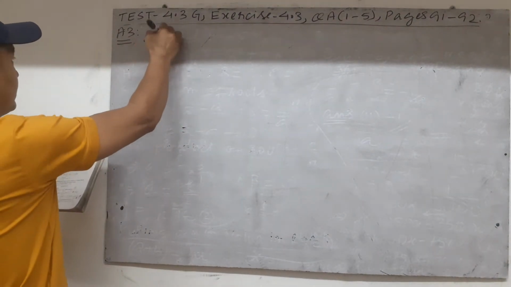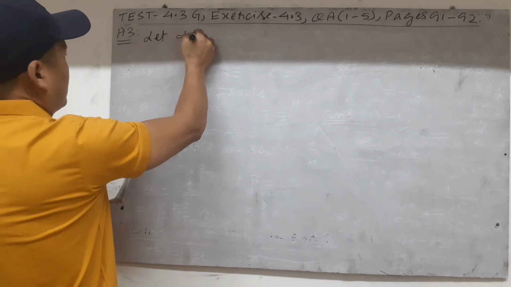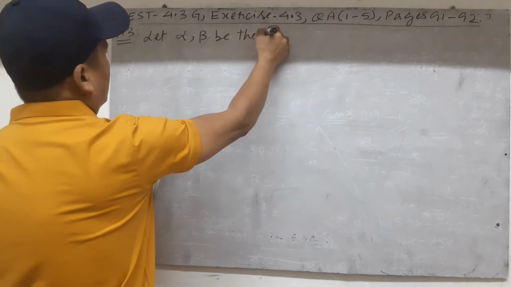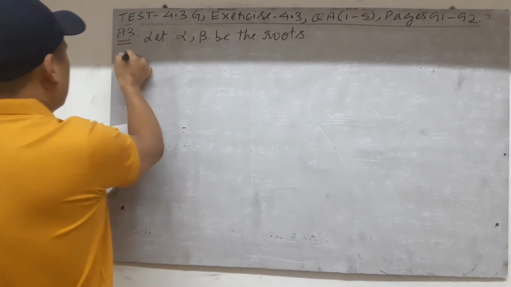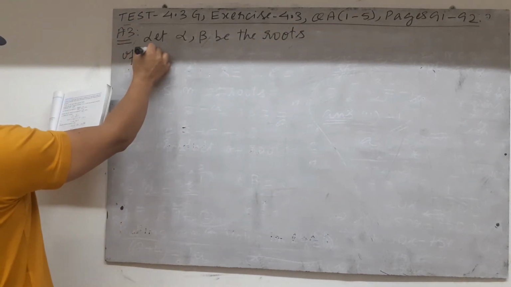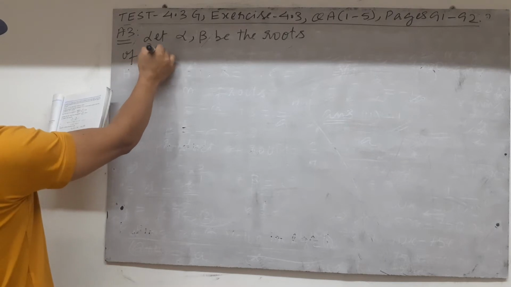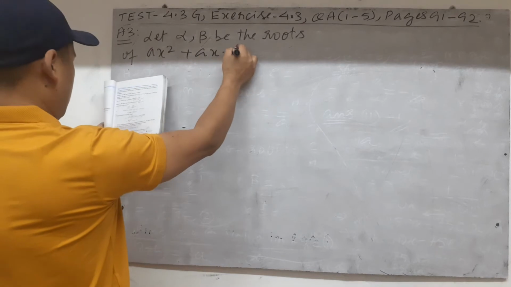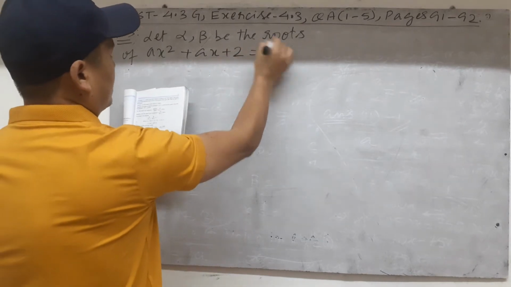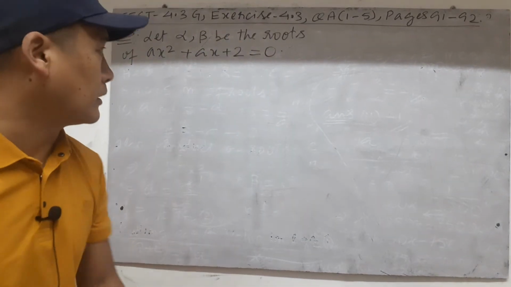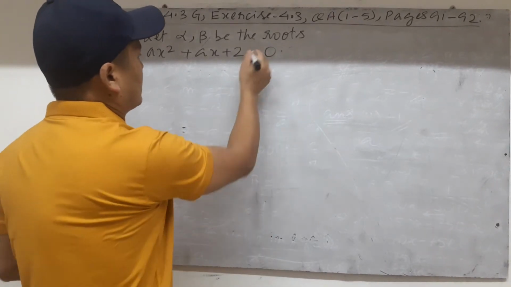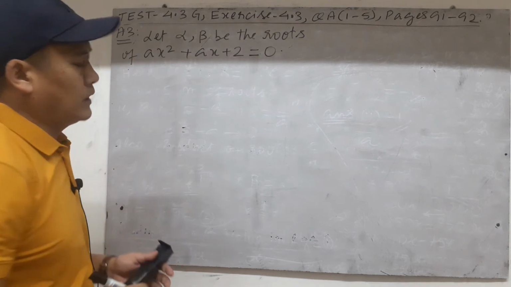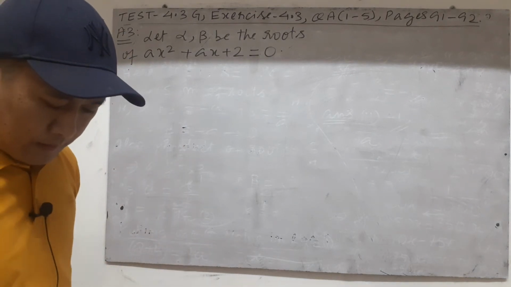So here, let alpha and beta be the roots of the first equation, ax squared plus ax plus 2 is equal to 0. So ax squared plus ax plus 2 equal to 0.